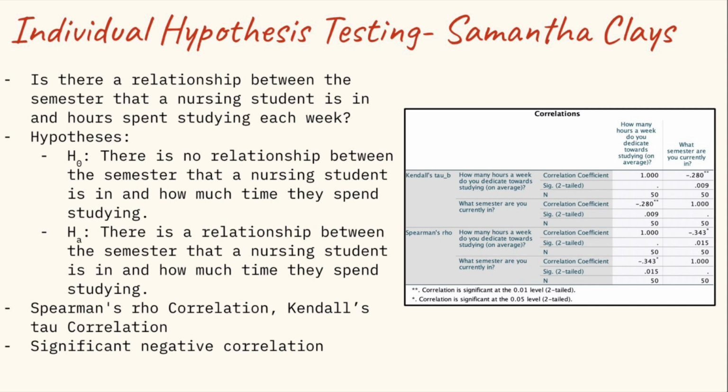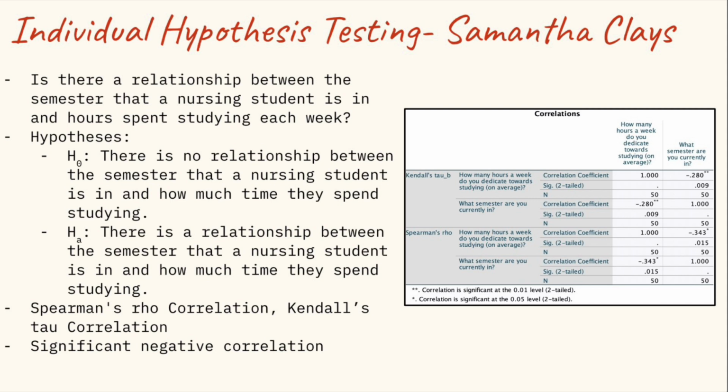My null hypothesis was that there is no relationship between the semester that a nursing student is in and how much time they spend studying. My alternative hypothesis was that there is a relationship between the semester that a nursing student is in and how much time they spend studying. The tests I chose to run were Spearman's rho correlation and Kendall's tau correlation. Both of these tests are appropriate due to their ability to detect a monotonic relationship while not requiring normally distributed data. They also use ordinal or continuous data or variables.